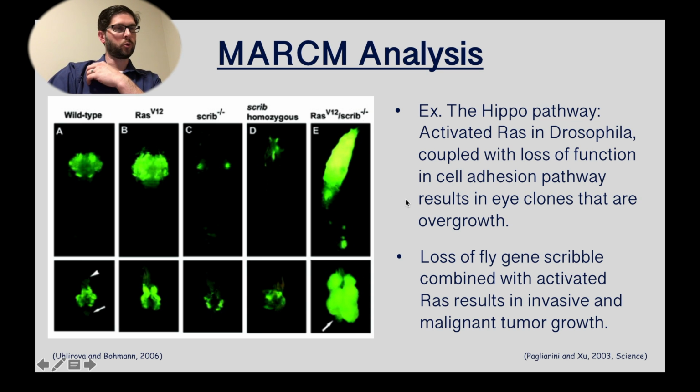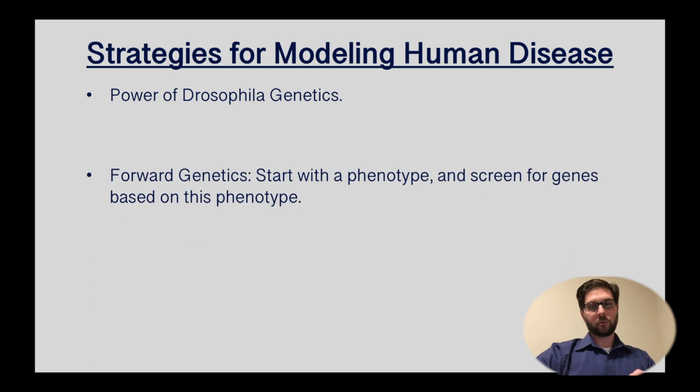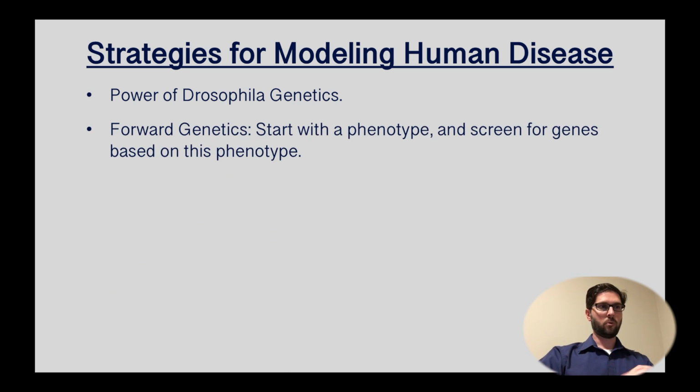So what these researchers were able to suggest is that loss of the gene Scribble, which is a component of the hippo pathway, in combination with oncogenic activation through RAS, results in invasive and malignant tumor growth. And this is also the case in human cancers as well, and it was first worked out here in Drosophila. So those are some examples of reverse genetics.